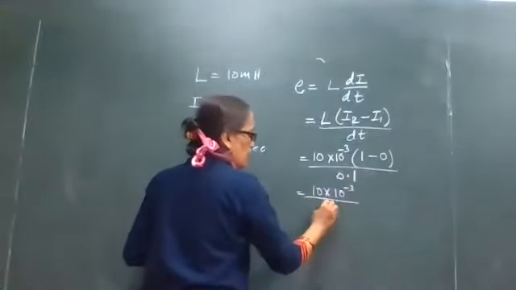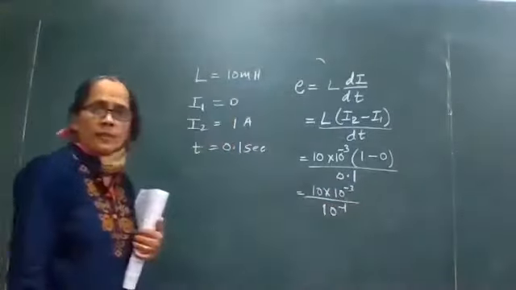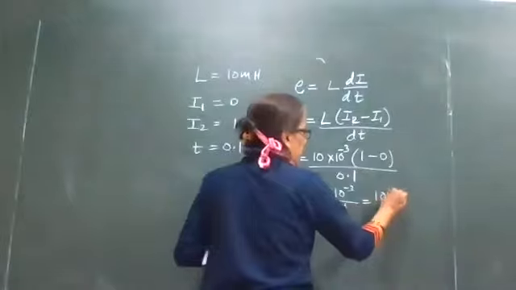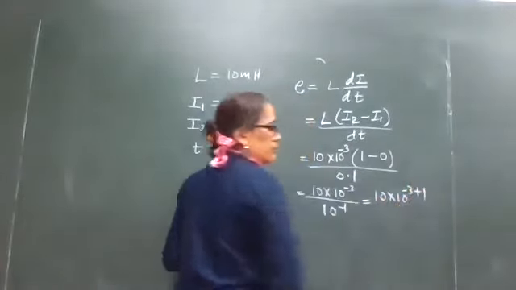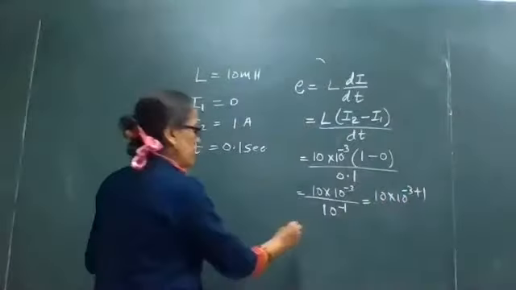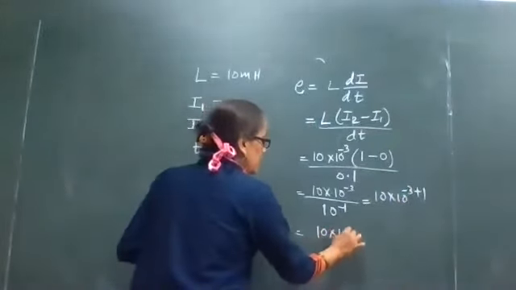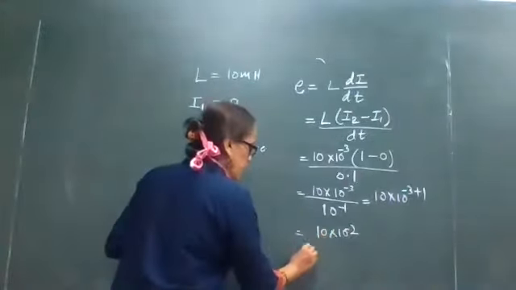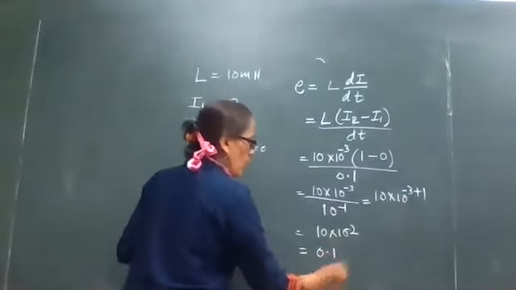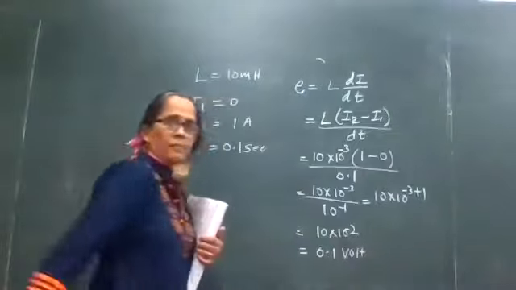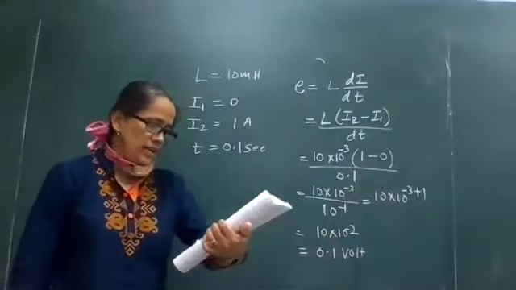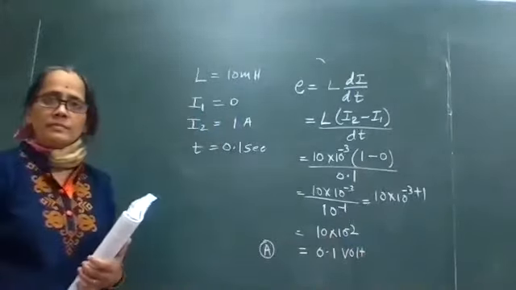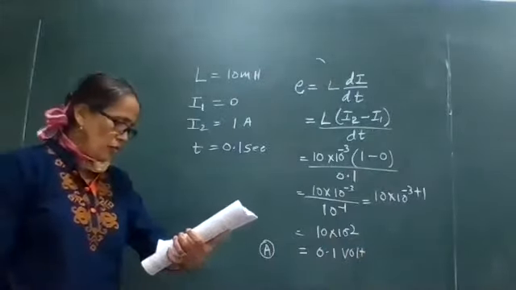Divided by, instead of 0.1, what I say? 10 raised to minus 1. 10 raised to minus 1 goes into numerator, it will become plus 1. Means I'll write 10 into 10 raised to minus 3 plus 1, which is nothing but 10 multiplied by 10 raised to minus 2. So 10 into 10 raised to minus 2 means what? It is 0.01. This much. So this is nothing but your EMF induced in the coil. So 0.01, your answer is C. Clear? That is nothing but your fourth MCQ.